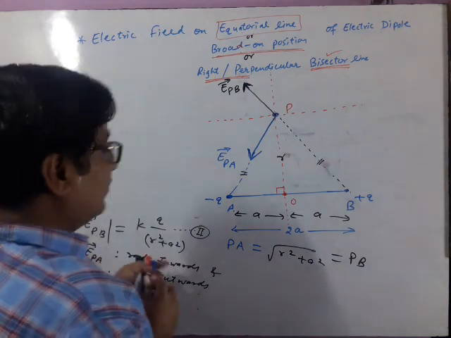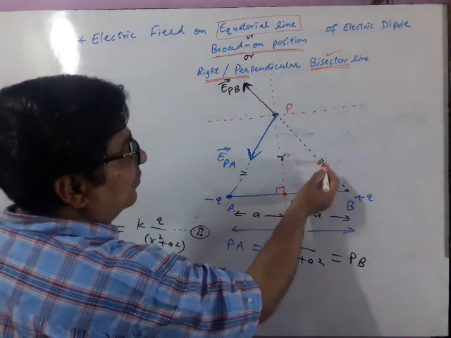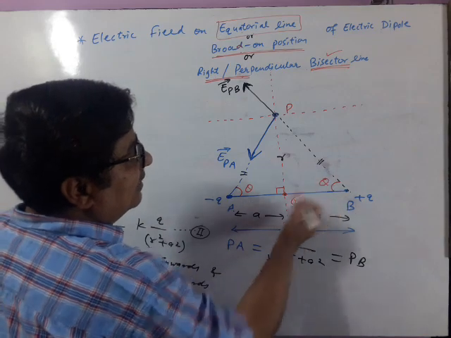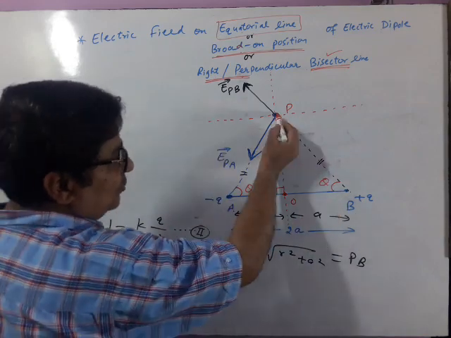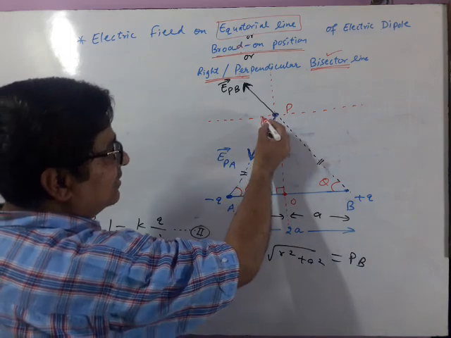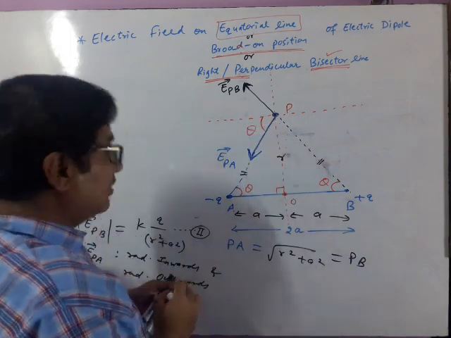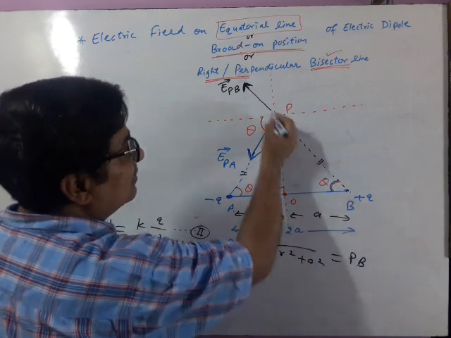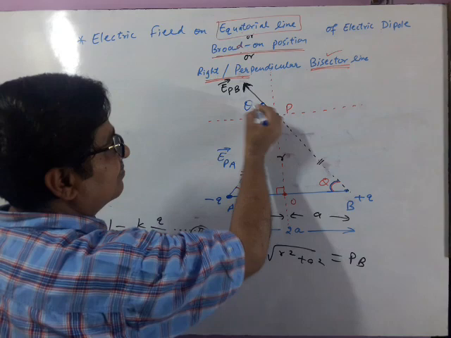Now see, when these distances are equal, these angles are also equal. Let us say theta, theta each. Now focus on alternate angles: if this is theta, this will be theta. Now corresponding angle concept: if this is theta, this will be theta.